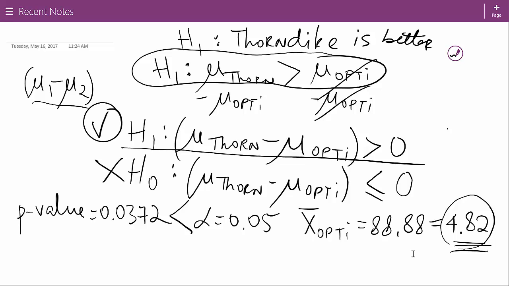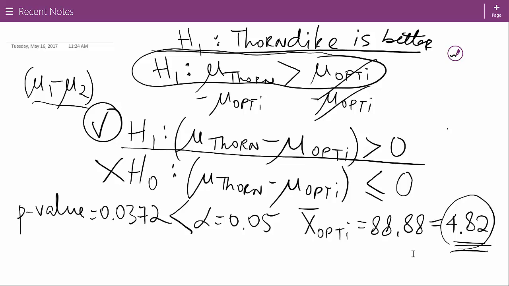And what does my alternative say? Alternative actually is still... there's a difference. Yeah, there is a difference. Moreover, Thorndike is statistically better, okay, than the OptiView. Make sense? So therefore, what's the executive decision?